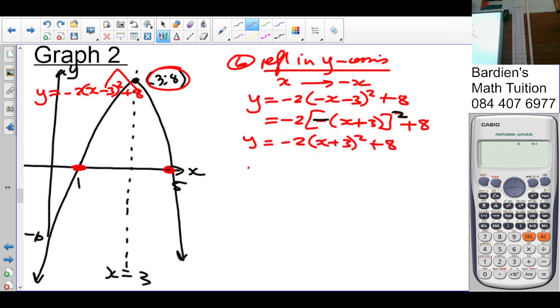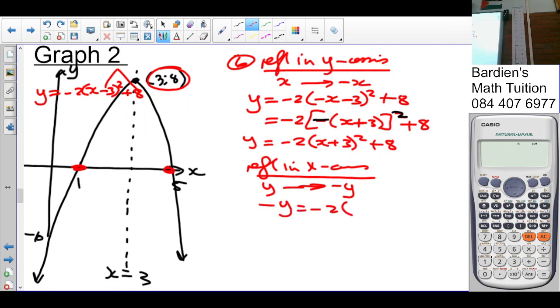Okay? If something is reflected in the x-axis, what's the rule? Y becomes negative. Not so? Now, again coming back to this equation, we have negative y is equal to negative 2 into x minus 3 squared plus 8. If I throw out one negative, y is equal to 2 into x minus 3 squared minus 8. That's the equation. What's the next thing?